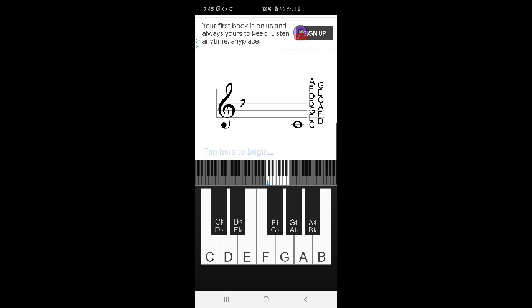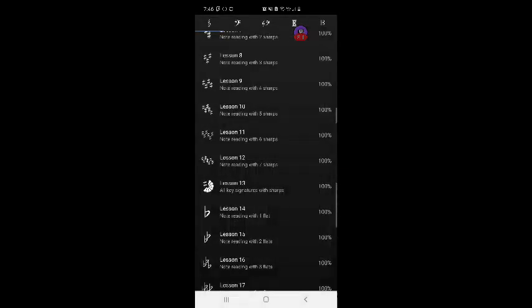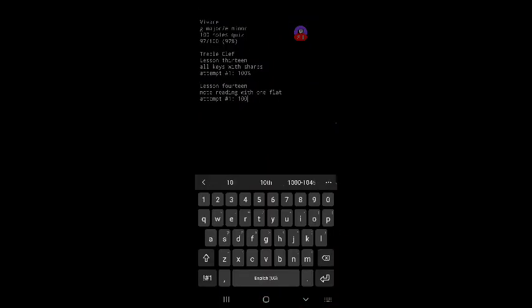Okay, so the order of sharps and flats is B, E, A, D, G, C, F. So C. Okay, let's try it again. It's only one C in the scale. One B. C. Okay, that's a D natural. That's a F natural. A. C. A. B. G. Nice. That was easy. 100%.